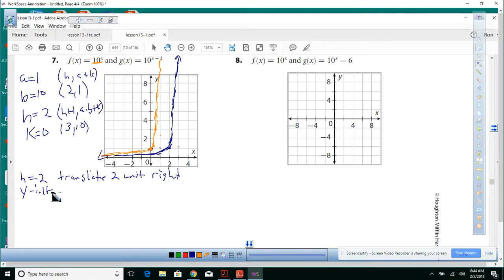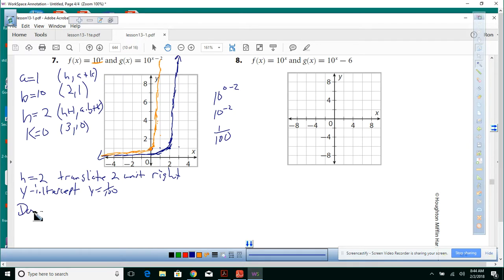Y-intercept. What's the y-intercept? So we got 10 to the 0 minus 2, so that's 10 to the negative 2, which is 1 over 100. Okay, so y equals 1 over 100. All right, and that's pretty darn close to here.